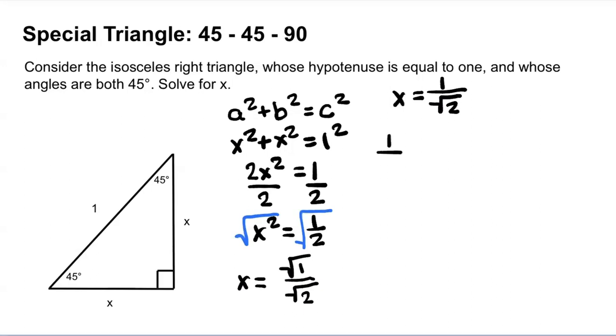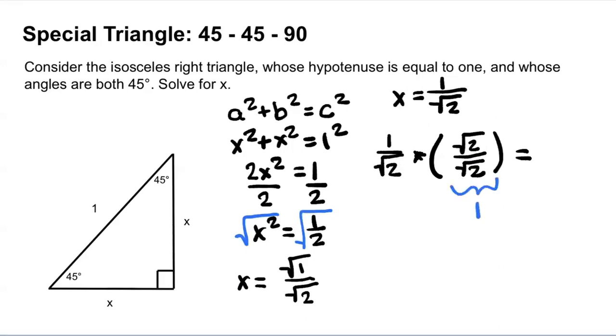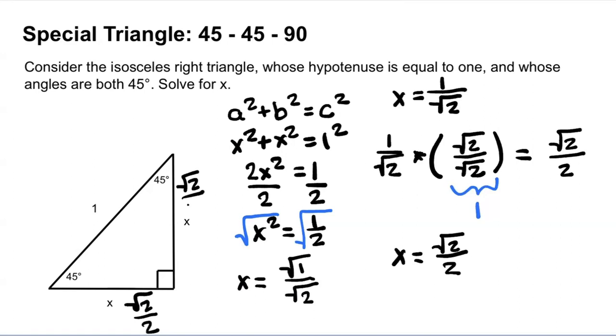So I'm going to rewrite this 1 over square root 2, and multiply it by the square root of 2 over the square root of 2. This is a process known as rationalizing the denominator, so we can get rid of the square root there. This is just 1, because any number divided by itself is still 1. So we're not actually changing the value of this number, we're just changing how it looks. Multiplying straight across, we get the square root of 2 over 2. So x is equal to square root 2 over 2, and that is the length of these sides of the triangle.